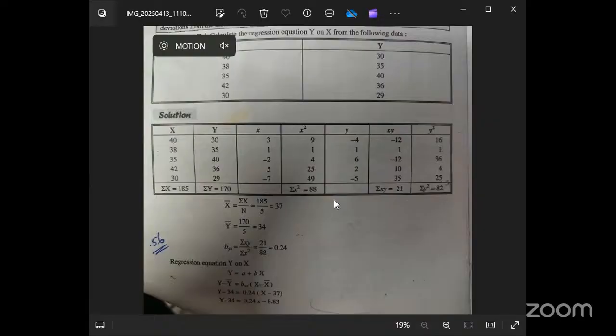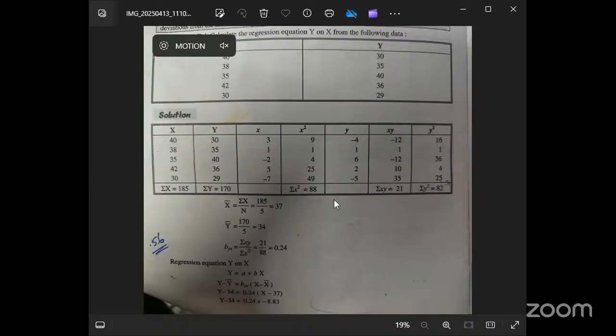So these squares, we need to make the total. So sigma x square: add up all the items in x square. 9 plus 1 plus 4 plus 25 plus 49 gives us a total of 88. Next, similar to this, make the total of y. 16 plus 1 plus 36 plus 4 plus 25 gives us sigma y square equal to 82.